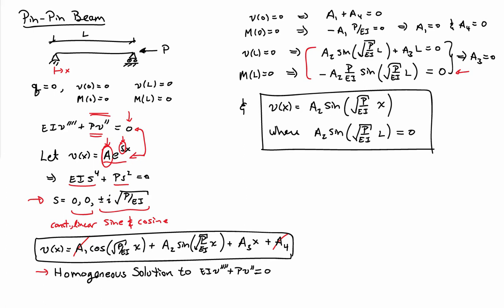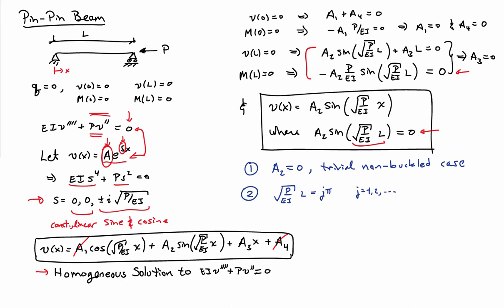What I'm really interested in are the conditions on the load that will allow a2 to be non-zero, and that's going to come out of this second equation here. If the argument of the sine function allows the sine to be equal to 0, then a2 can be non-zero, and I can have a non-trivial motion or buckling of the system. So just summarizing, a2 equals 0 is the trivial, unbuckled case of the system, but when the square root of P over EI times L is equal to any integer multiple of pi, then that sine is going to be equal to 0, and a2 can be non-zero.